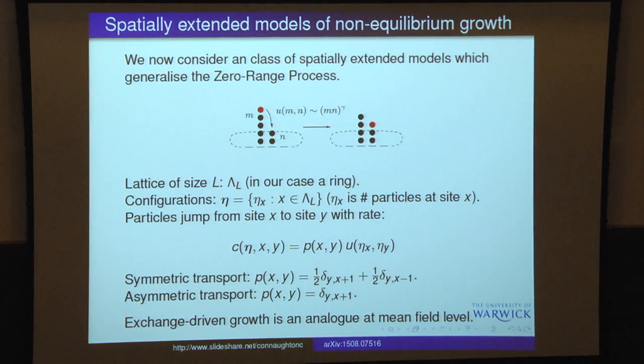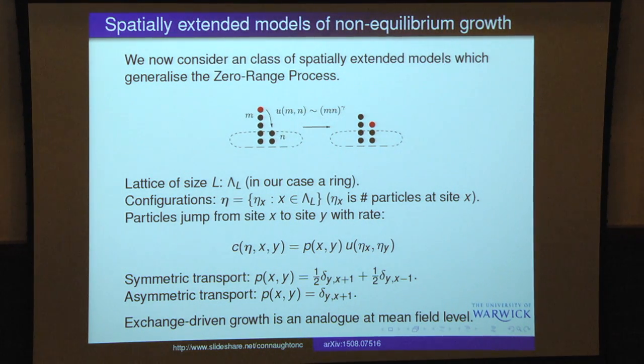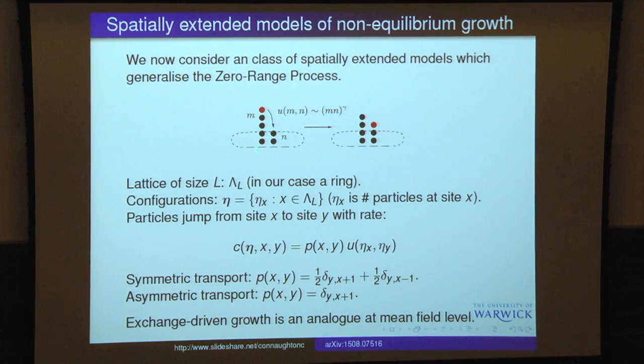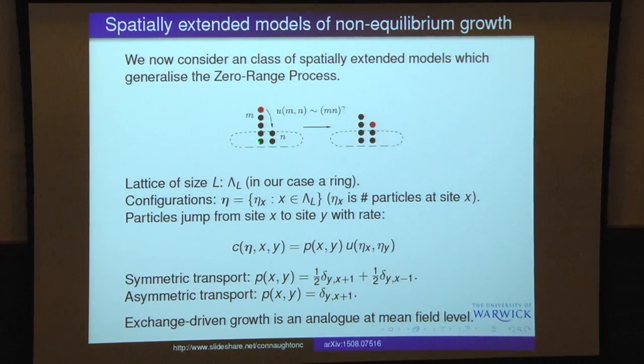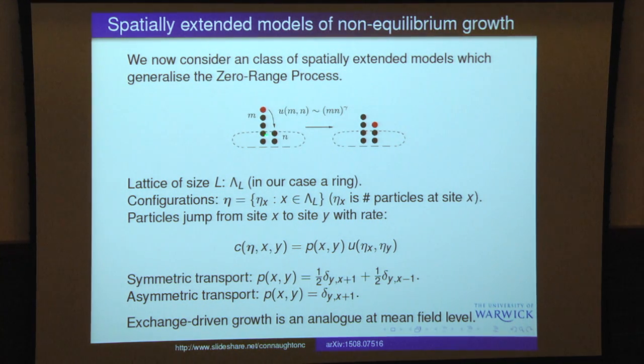The zero range process, just for those who don't know it, is a collection of particles on a ring. You can write these things on an arbitrary lattice, but I'm going to stick to a one-dimensional periodic ring. You have particles sitting on these sites, multiple occupancy is allowed, and then with some rate which depends on the occupation numbers on both the departing and the target site, particles just hop. The zero-range process is specifically the case where the hopping rate depends only on the number of particles on the departure site and doesn't depend on where you're going. More generally, of course, the hopping rate is some function of both.